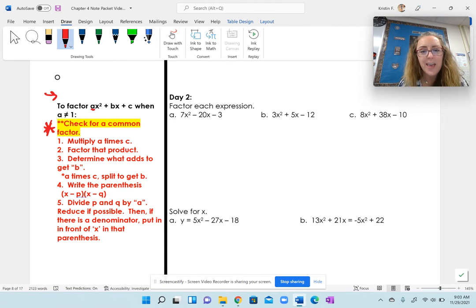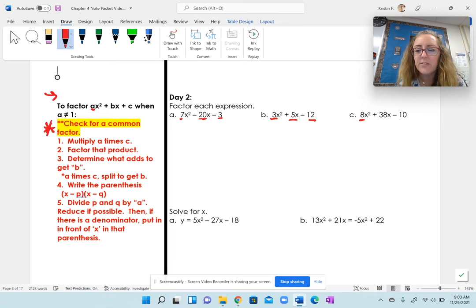In example A, we had 7, 20, and 3. There isn't a number that all three of those coefficients have in common, so we didn't have to worry about that process. In example B, we had 3, 5, and 12. Again, there wasn't anything that they had in common. But example C, and a couple on your worksheet today, you're going to have that. So let's look at example C in more detail.